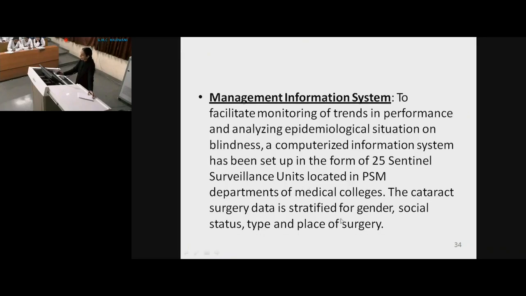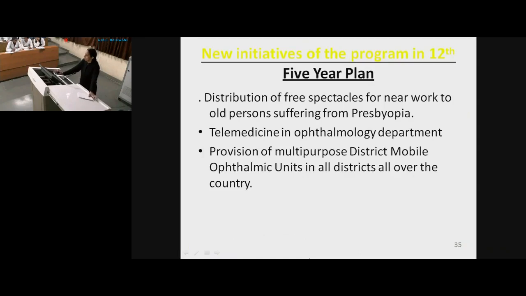The cataract surgery data is certified for gender, social status, type and place of surgery. The new initiatives in the 12th 5-year plan are distribution of free spectacles for near work to old persons suffering from presbyopia, telemedicine in the ophthalmology department, and provision of multipurpose district mobile ophthalmic units in all the districts all over the country. So these are the new initiatives that began in the 12th 5-year plan.